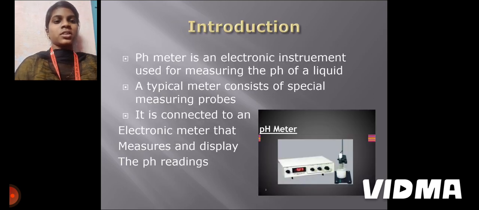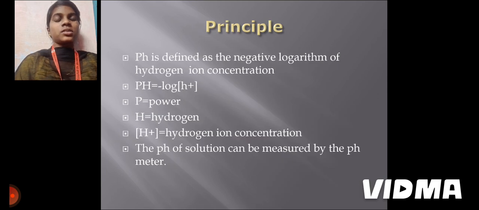A pH meter is an electronic instrument used for measuring the pH of a liquid. A typical meter consists of special measuring probes connected to an electronic meter that measures and displays the pH readings. pH is defined as the negative logarithm of hydrogen ion concentration. pH equals minus log H plus. P stands for power, H stands for hydrogen, and H plus is the hydrogen ion concentration.